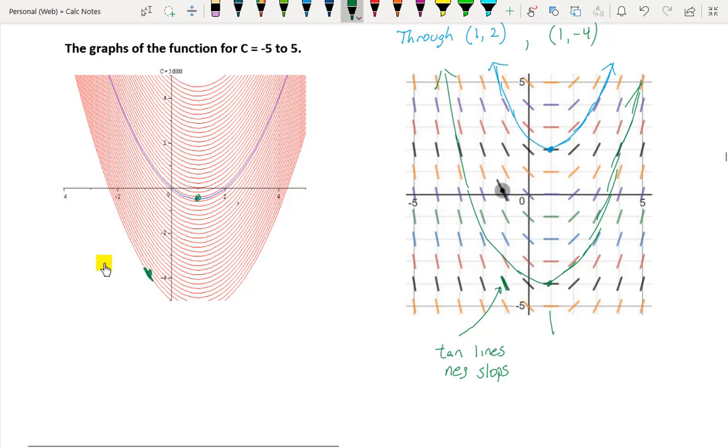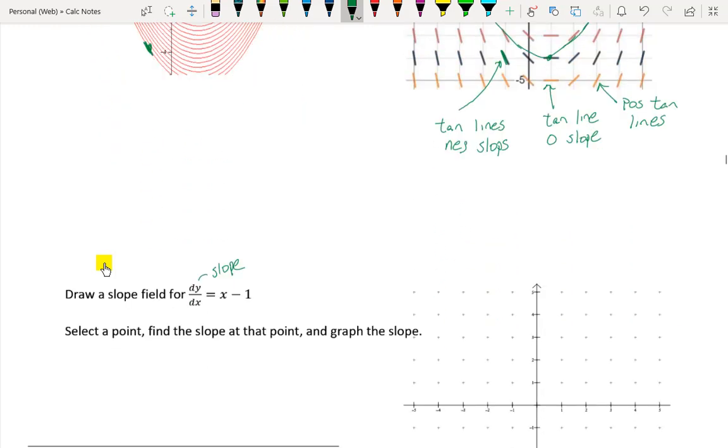These little guys right here that are flat, these are also tangent lines. But these are at the bottom of the parabola, so these would have 0 slope. Those are the vertices of your parabola. And then these guys over here are positive tangent lines. All right, so that's what we're going to graph on the next page: we're actually going to graph one of these slope fields and see if we can figure out what this thing looks like.